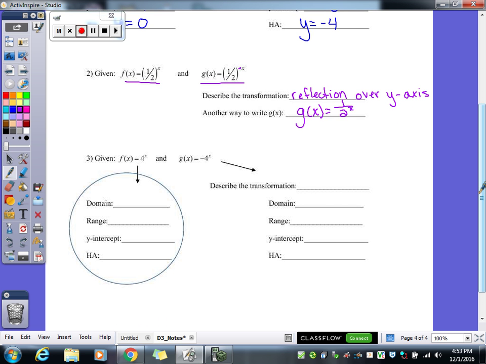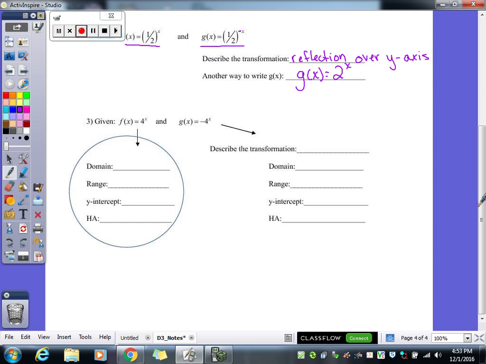Oh, I'm sorry. I wrote that wrong. Sorry guys, going quickly. Because it's negative, it flips it, and it's positive, so it would be g of x equals 2 to the x.